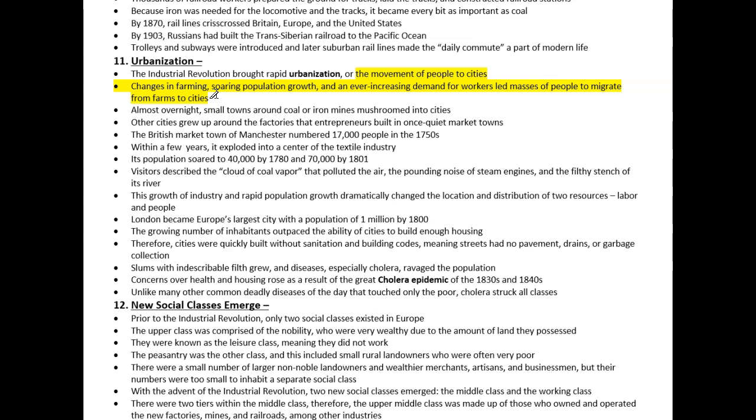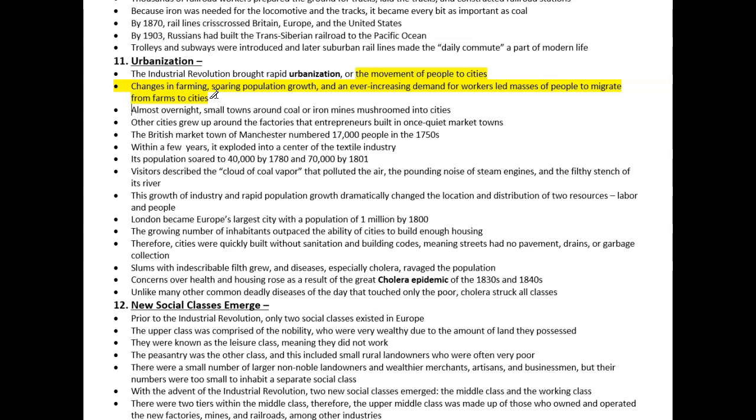Other cities grew up around the factories that entrepreneurs built in once quiet market towns. The British market town of Manchester numbered 17,000 people in the 1750s. Within a few years, it exploded into a center of textile industry. Its population soared to 40,000 by 1780 and 70,000 by 1801. Visitors described the cloud of coal vapor that polluted the air, the pounding noise of steam engines, and the filthy stench of its river. This growth of industry and rapid population growth dramatically changed the location and distribution of two resources, labor and people.